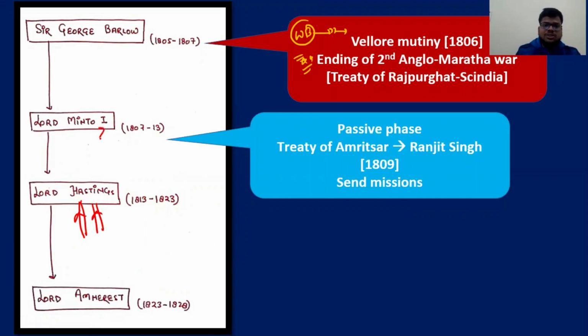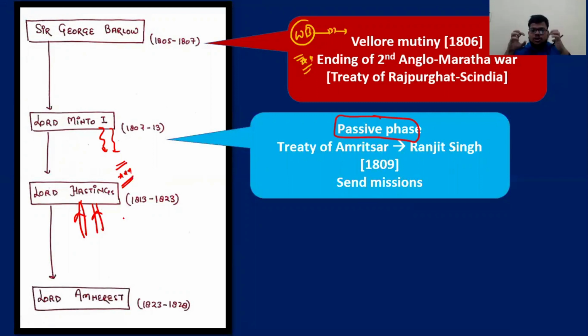Before Lord Hastings, you can see the times of Lord Minto. Whenever there is a passive phase, the new Governor General who comes will face a lot of challenges, because whenever a British Governor General does not take up a very aggressive role, what will happen? The other powers will become strong. It will lead to a lot of anarchical situation.